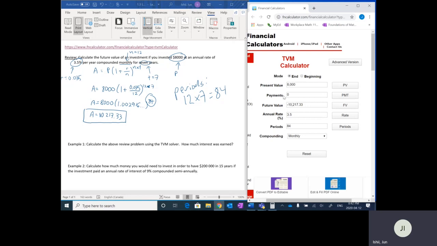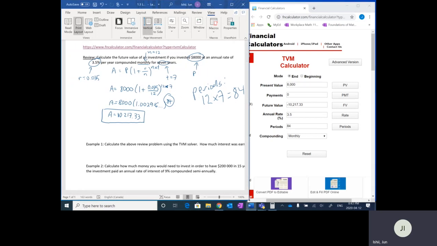What ends up happening is that for these TVM solvers, the future value comes out negative, just the way the calculator is set up. Now, if you compare it to this one here, 10,217, we get the exact same answer. This is just punching the values into this TVM calculator, and we get the same answer. So again, we do get $10,217.33.